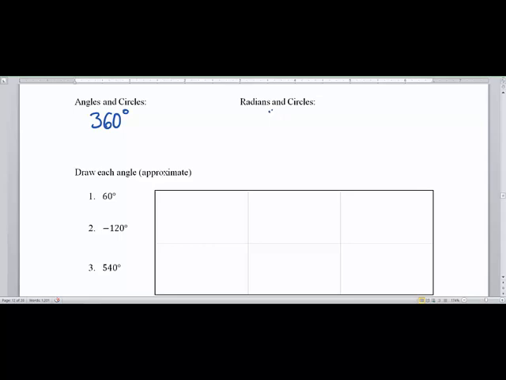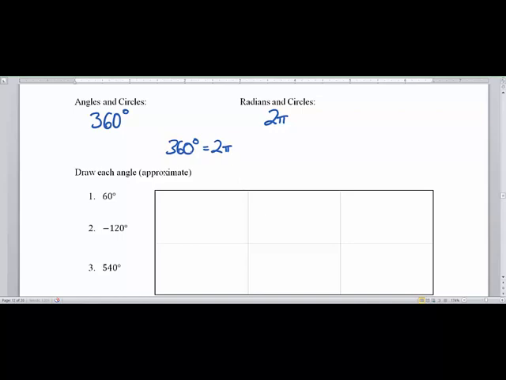A radian is 180 degrees, and 2 pi is 180 degrees, or 360 degrees. So 360 degrees in one circle, or 2 pi radians in one circle. Both of these are equal to each other in terms of measurement. And we're going to be using that 360 degrees equals 2 pi to do conversions later on.